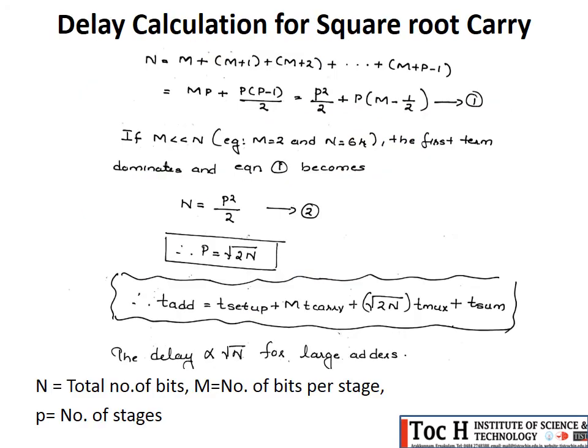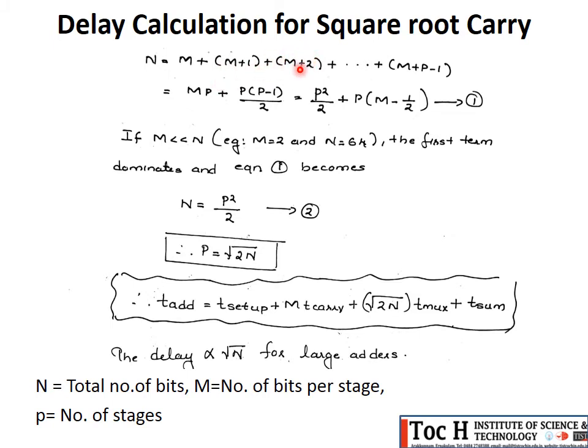So the next slide explains the delay calculation for the square root carry select adder. Let an n bit adder contain p stages, and the first stage adds m bits. An additional bit is added to each subsequent stage. So we can write n, the total number of bits to be added, as follows: the first stage is handling m bits, the second stage is handling m plus 1 bits, the third stage is handling m plus 2.